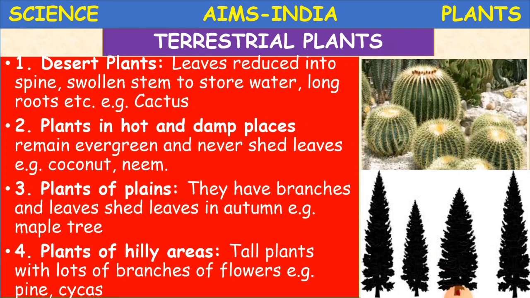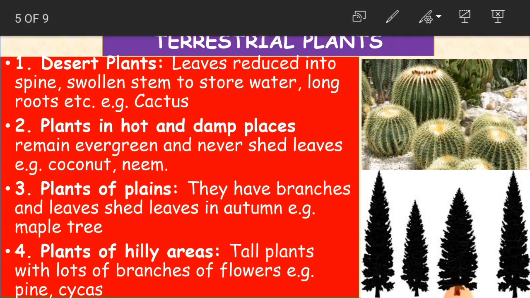They have so many branches and leaves, and when the season autumn comes, when does autumn comes? It comes after winter. Okay, after winter autumn comes, and in this season what happens? They shed their leaves. Again after autumn they start getting their new leaves. Okay, children. So for example, maple tree and oak tree are such plants which live on the plains, and they shed leaves in the autumn season.